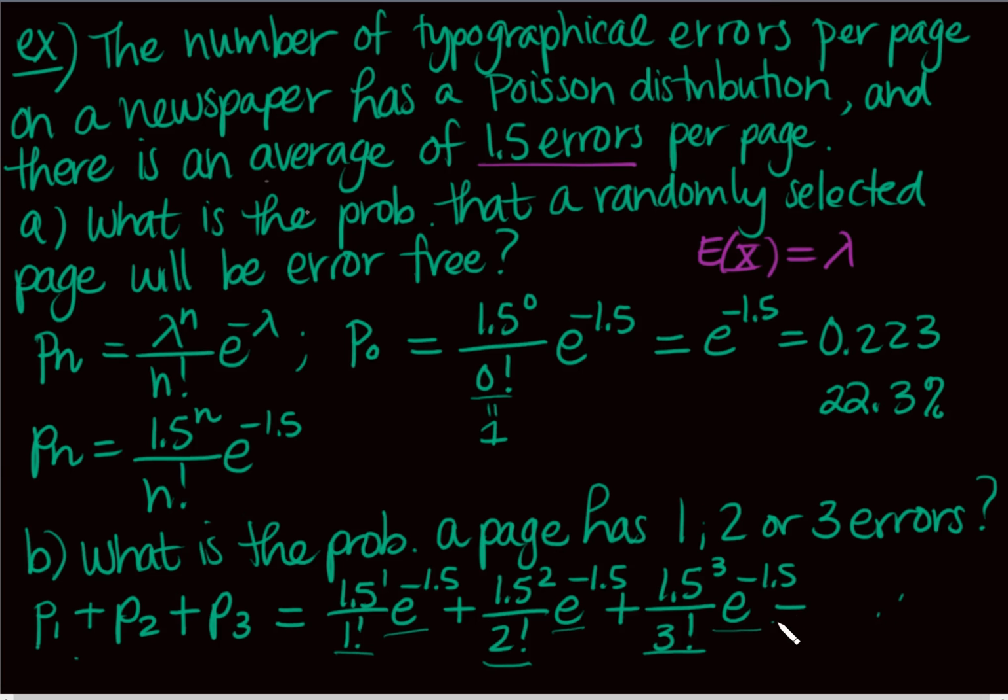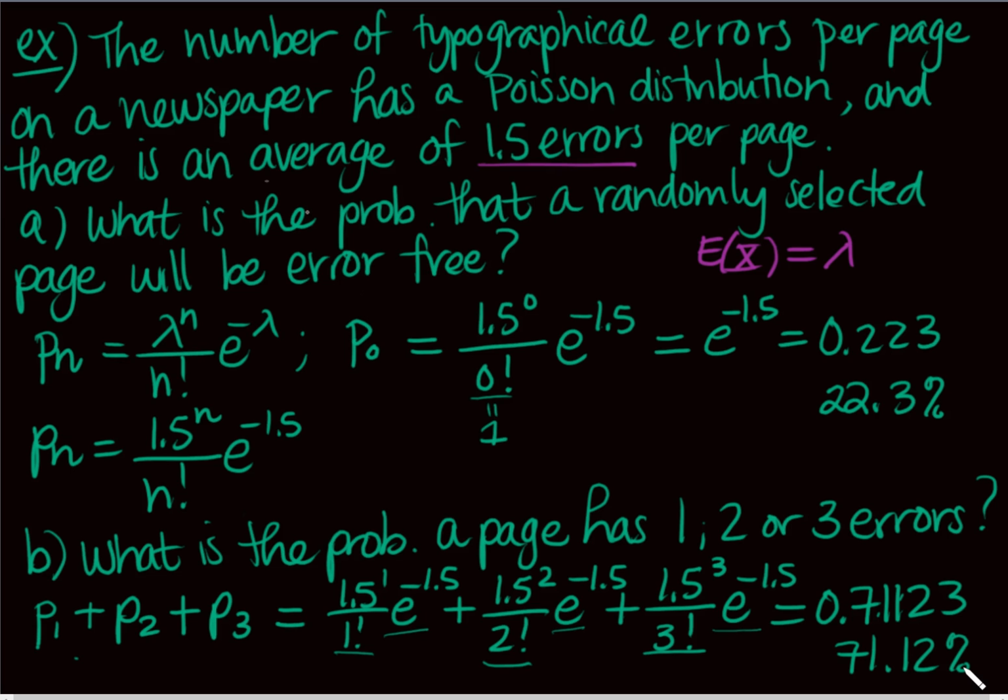Okay. So after all that, if you're still with me, I hope, we get 0.71123, let's say. So we have a 71.12% chance that I grab a page and I have 1, 2, or 3 errors on that page.